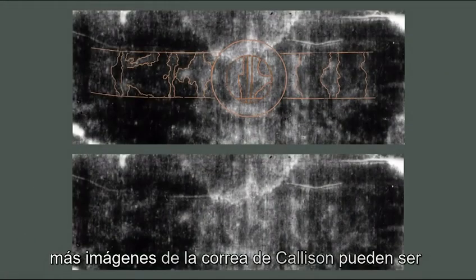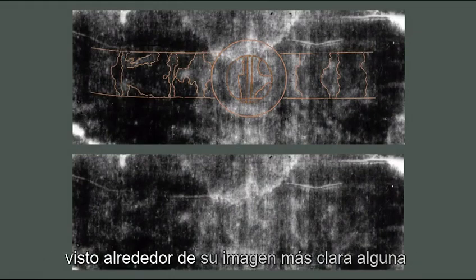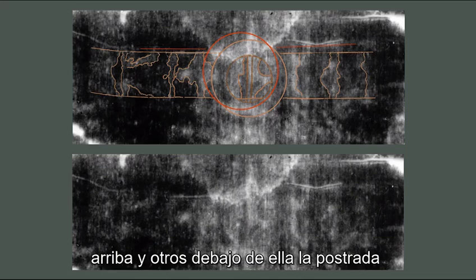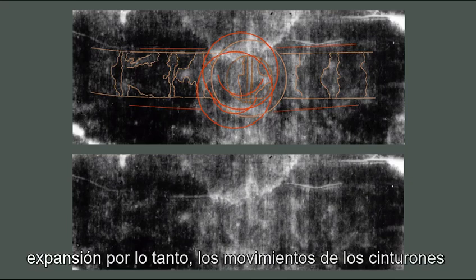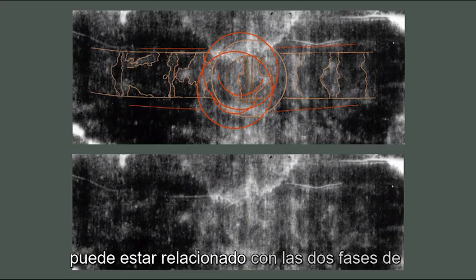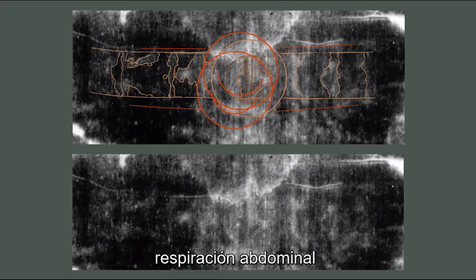More images of the calisson belt can be seen around its clearest image, some above and others below it. The prostrate position of the body, with the wrists crossed, would have impeded chest expansion. Therefore, the belt's movements may be related to the two phases of abdominal breathing.